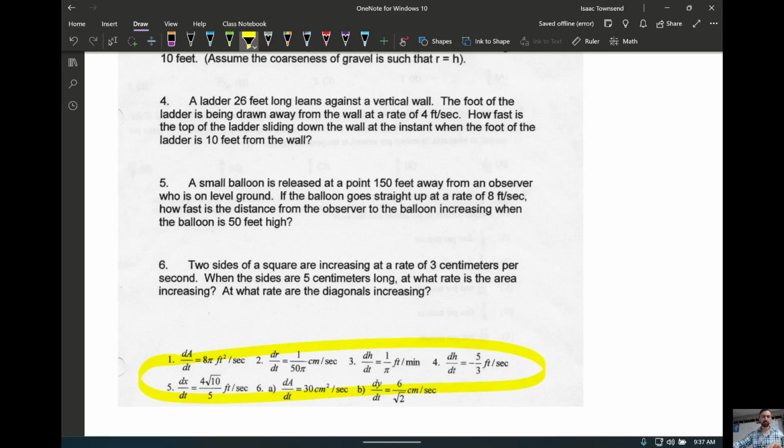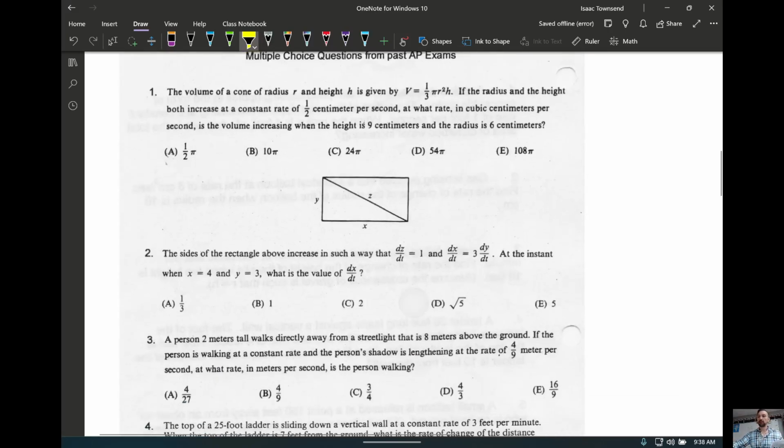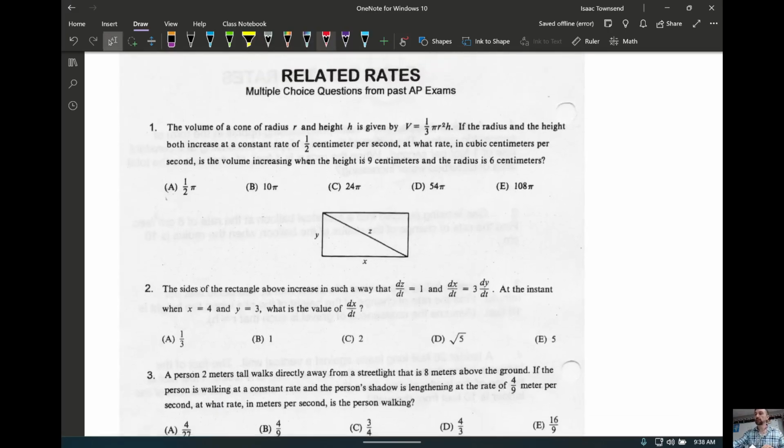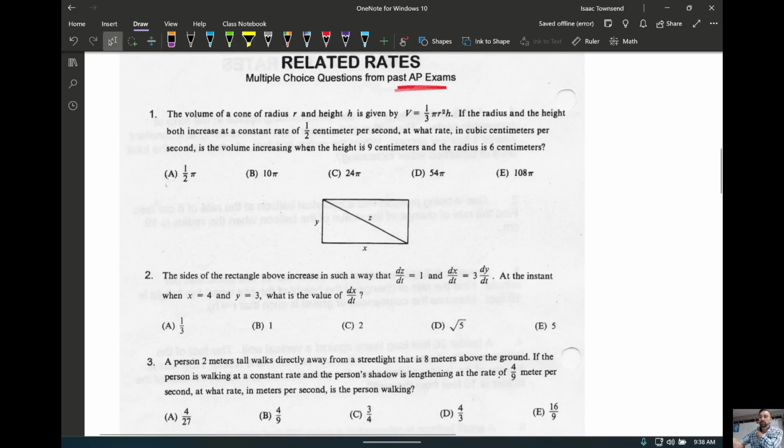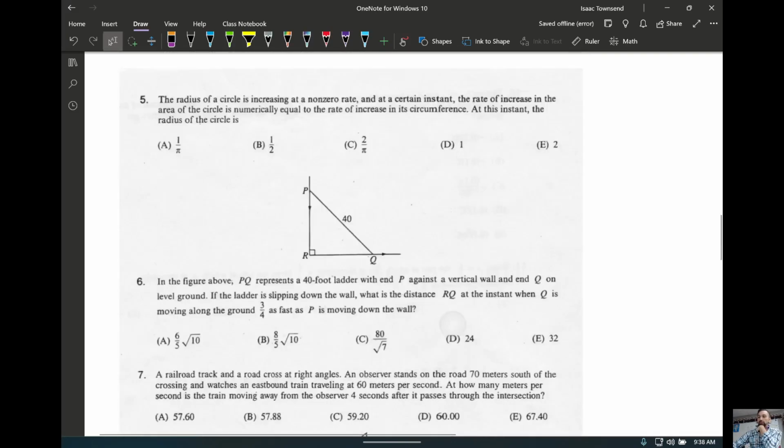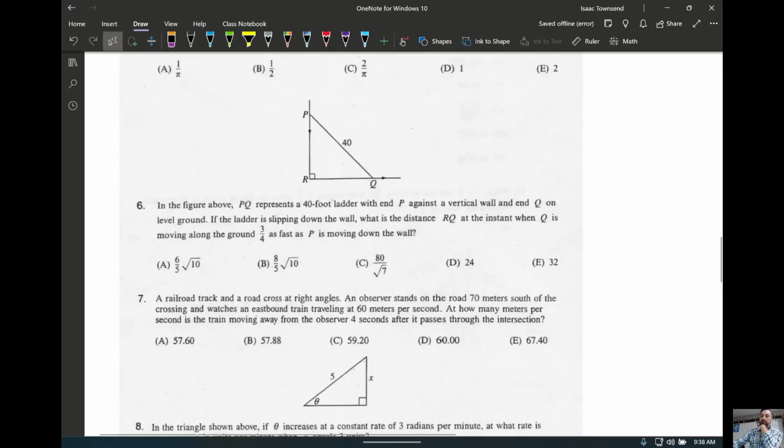Honestly, I don't remember too well. I think all of these are pretty much the same level of difficulty. Maybe number 6 was a little bit harder. But I didn't make up this worksheet, and all of these multiple choice questions come from past AP exams. So I like to show you these so that you can see what the true difficulty is you need to be able to do once you really think you've understood those. So question 6, I'd probably save for last.